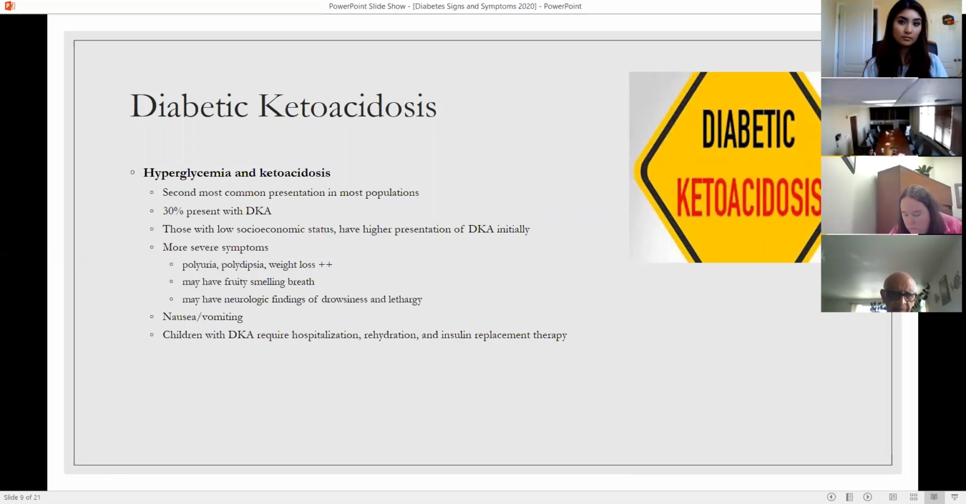They may have fruity smelling breath, and sometimes they will have drowsiness or lethargy. It also is associated with nausea and vomiting. And those children are hospitalized, they're rehydrated, and they start insulin therapy. Next slide.